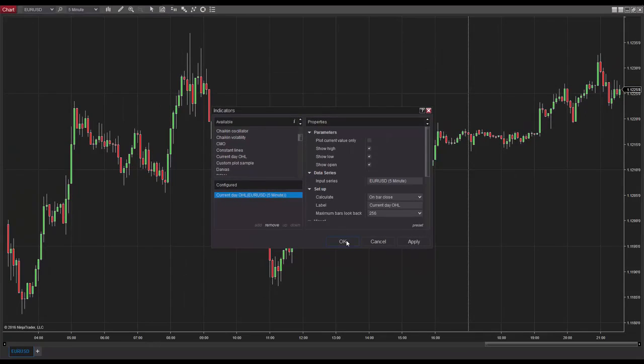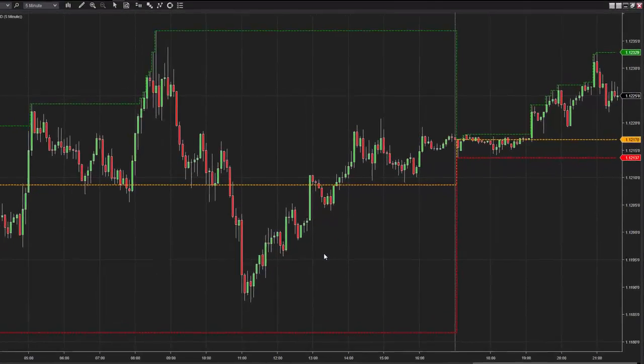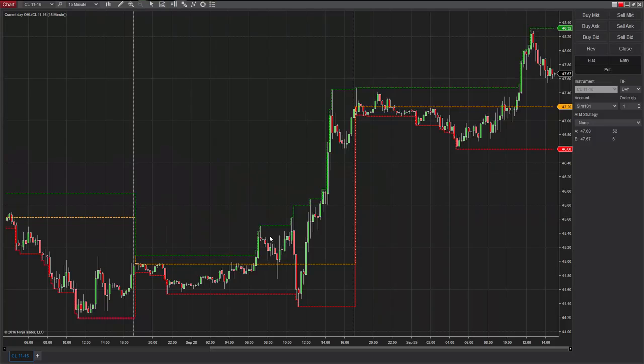Upon the close of the first bar, three horizontal lines are plotted on a chart displaying the open in orange, the high in green, and the low in red. While the open line will remain static throughout the day, the high and low plots dynamically adjust as new daily highs and lows occur. Often traders will use these levels as benchmarks to evaluate a market's strength, weakness, and sentiment.